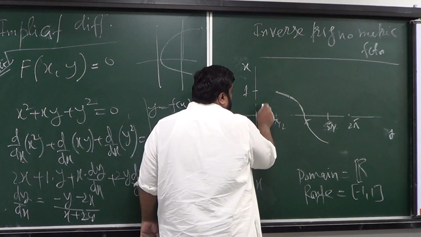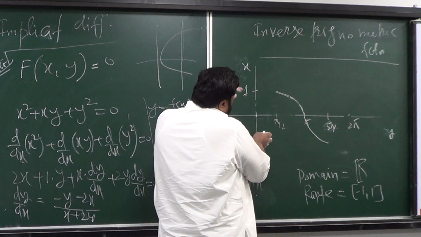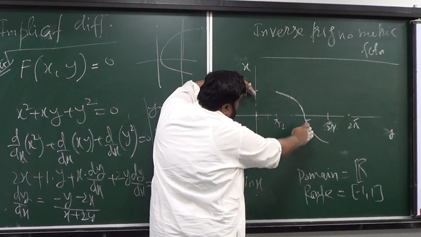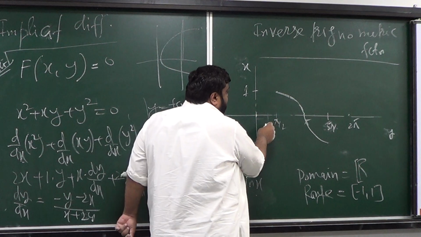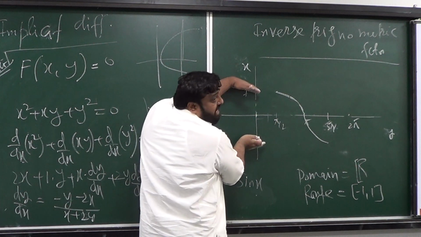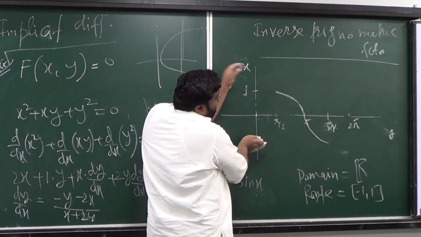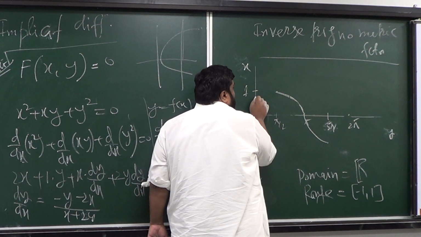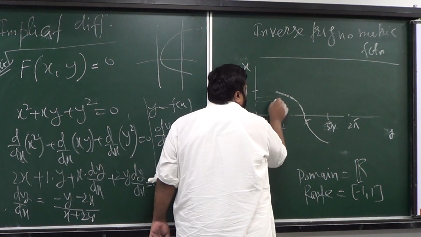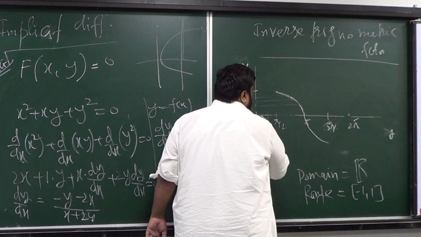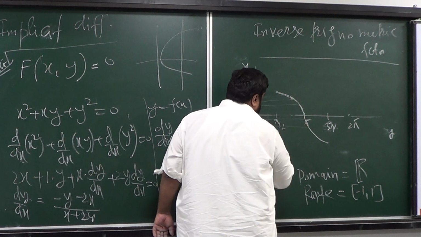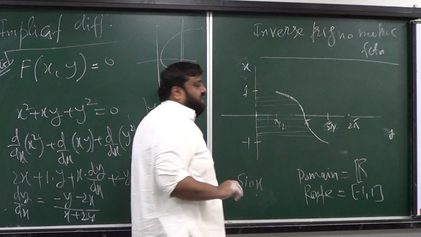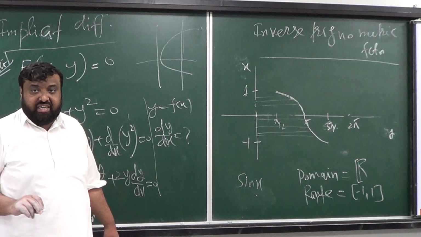Now, if you treat this part of the graph with the domain, say, -1 to 1, then this is really a function, because for every input you have a unique output. So that's really a function. Are you getting the point?